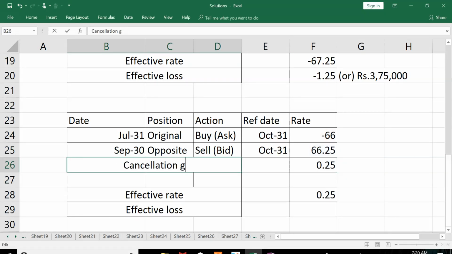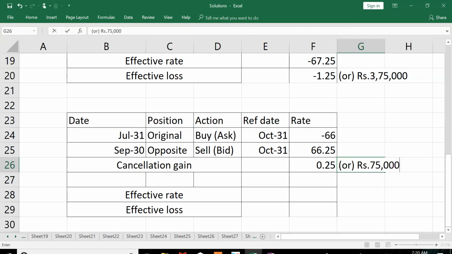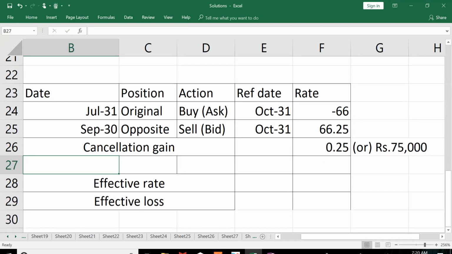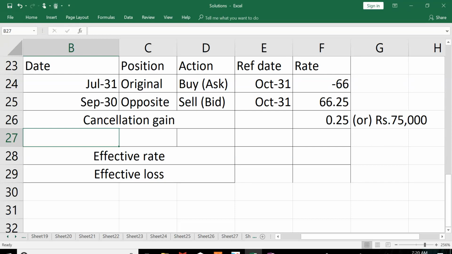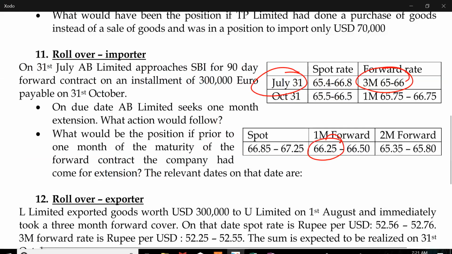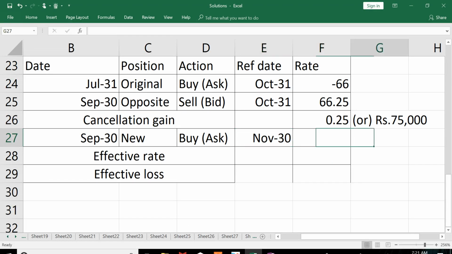Here, in fact, there's a cancellation gain. Cancellation gain 0.25 rupees. 0.25 rupees, 75,000. Then we come on which date? September 30 itself. I am saying new position. New is for what? Buy. And for which date I want to do this transaction? November 30. On September 30, what is the ask rate for November 30? 65.80. I hope this is clear.